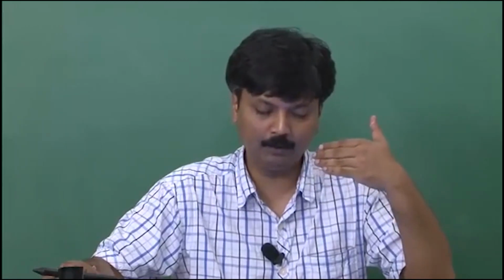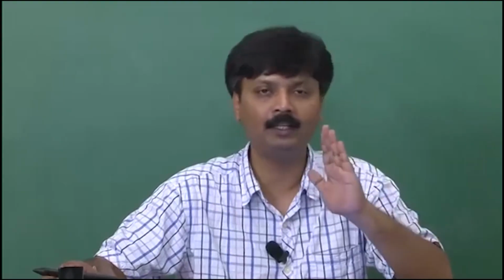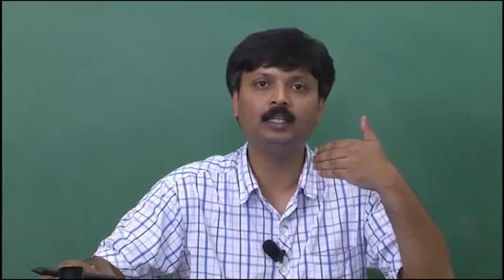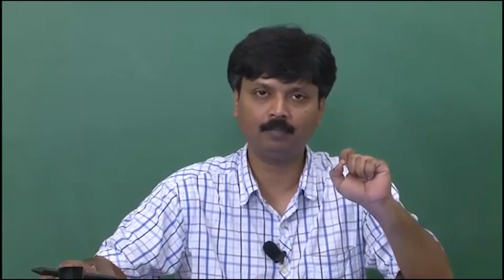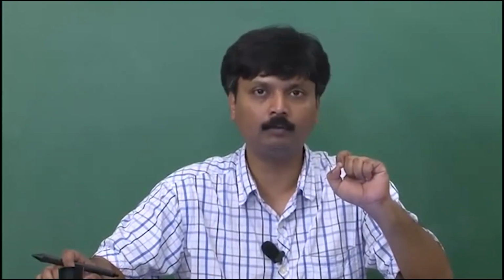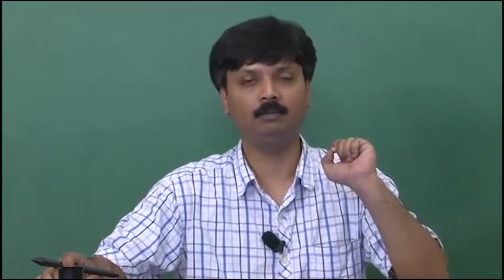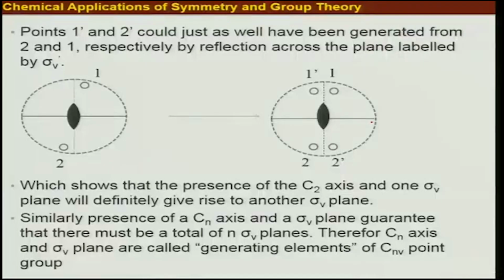So in those steps we mentioned that if you have Cn, do you have n C2 primes? Do you have n sigma v's? Do you have n sigma d's? So we know that if you have a principal axis of symmetry, that is Cn, then if you figure out 1 sigma v from the Schoenflies notation of the point group, you can rest assured that there will be a total of n sigma v's. That's why this Cn axis and sigma v plane are called the generating elements of the Cnv point group.